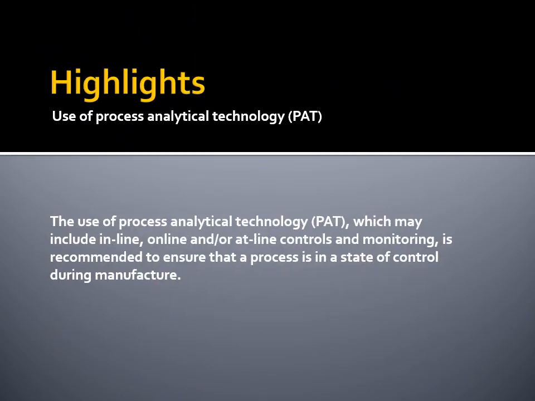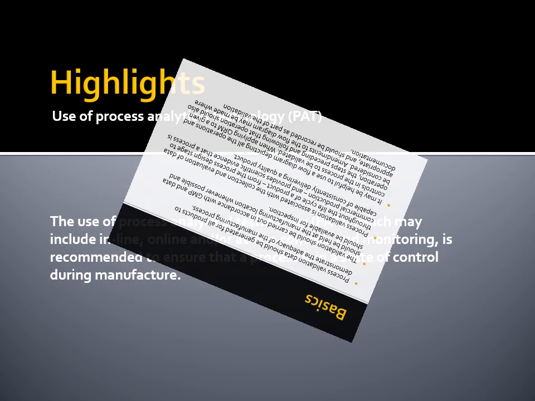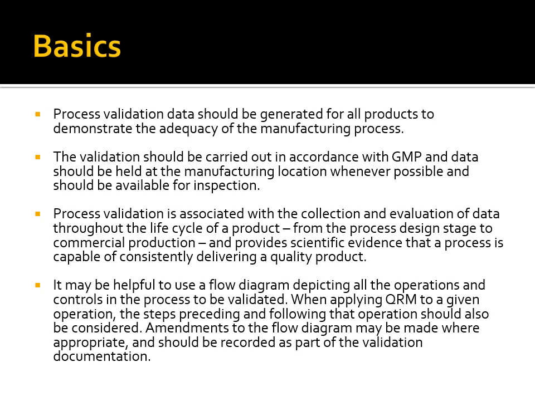The use of process analytical technology, PAT, which may include inline, online, and/or at-line controls and monitoring, is recommended to ensure that a process is in a state of control during manufacture. Process validation data should be generated for all products to demonstrate the adequacy of the manufacturing process. The validation should be carried out in accordance with GMP, and data should be held at the manufacturing location whenever possible and should be available for inspection.